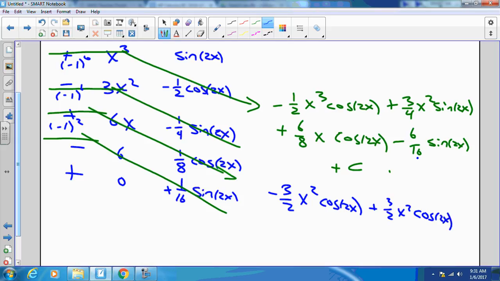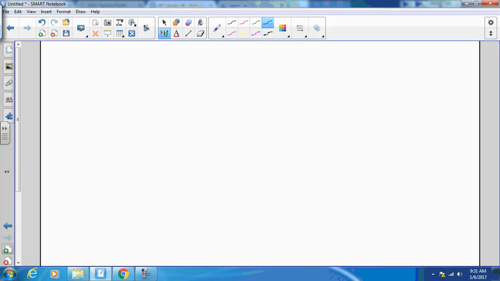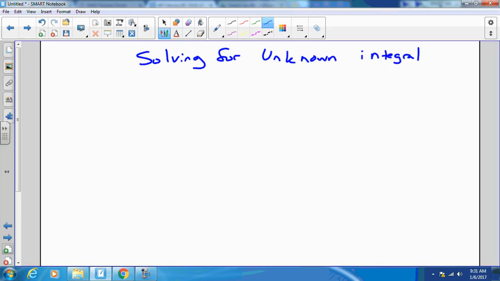Okay. I want to consider a couple of integrals that frequently show up in a technique called solving for the unknown integral. Depending on how much time we have, we'll do either one or two examples. I'm going to consider this integral first. It's a product. It's not substitutable. Clearly, we want to use parts. But what do I choose for my u and my dv?